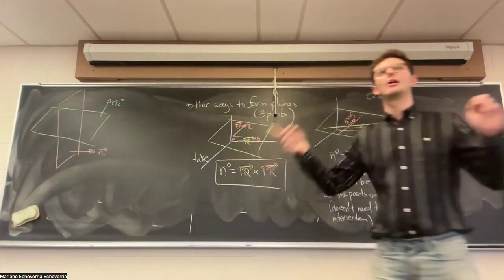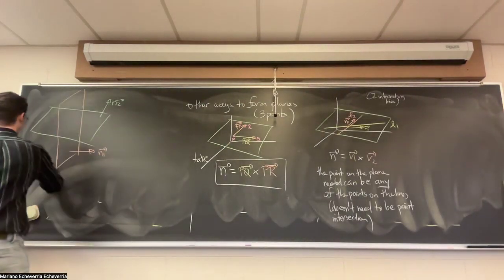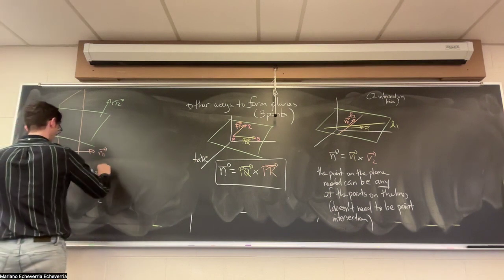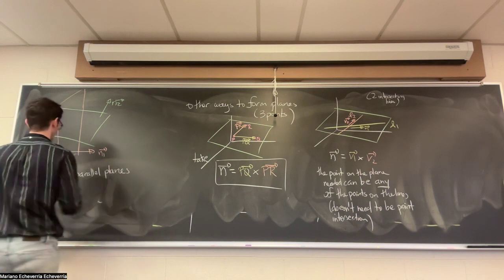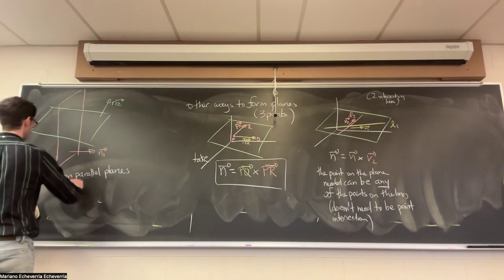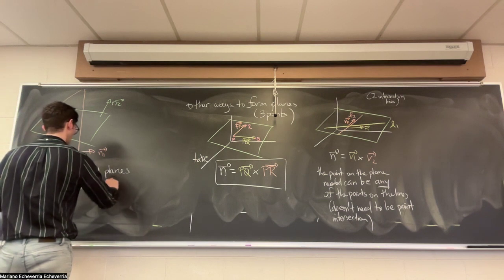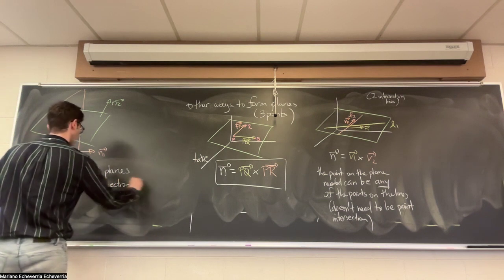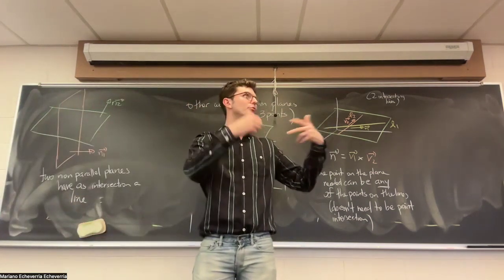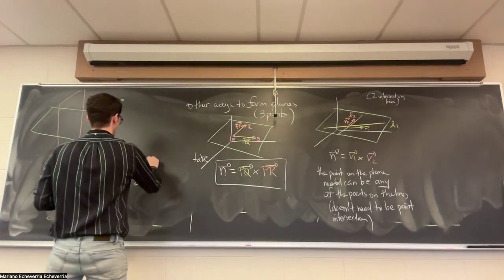So here I have two non-parallel planes. Let's say that I have two non-parallel planes that intersect on a line. What does it mean for them to be non-parallel? That the normal vectors are not parallel. So N1 and N2 are non-parallel.